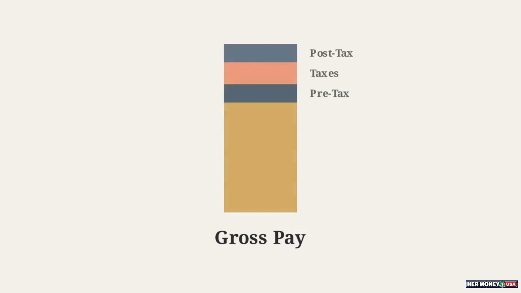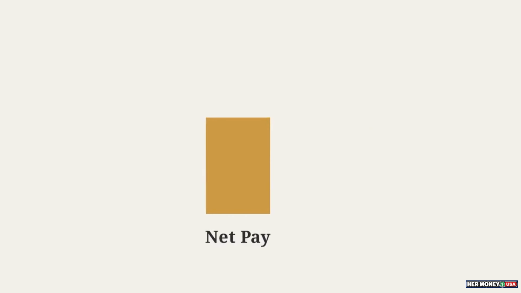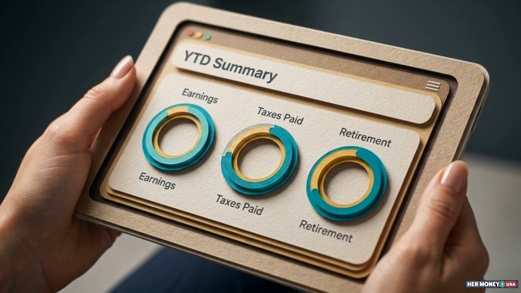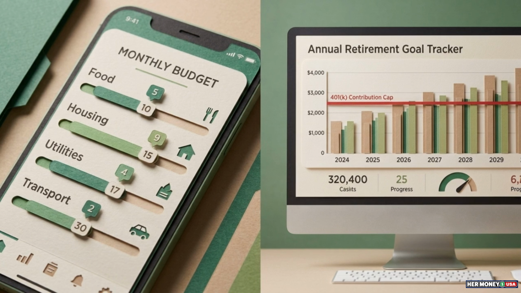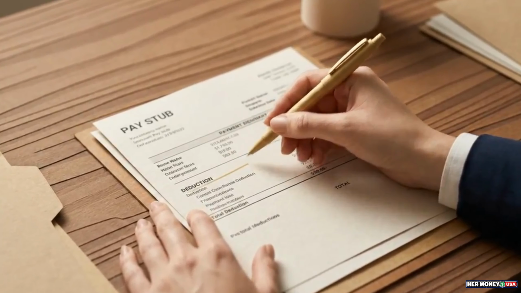The final calculation is your net pay. This is the take-home amount that is directly deposited into your bank account. While net pay covers the current period, the column labeled YTD, or year-to-date, tracks your progress across the entire year. The year-to-date column shows the cumulative total of your earnings, tax withholdings, and retirement contributions from January 1st to the current pay date. Your net pay determines your monthly budget, while the YTD column allows you to monitor annual targets, such as retirement contribution caps. Identifying the specific lines for your earnings and withholdings provides a direct look at the flow of your income.